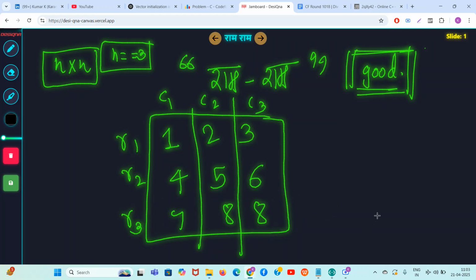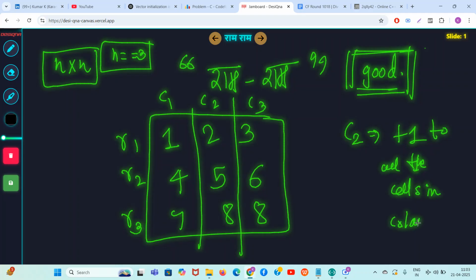You have to do an operation. But what is the meaning of the operation? Let's say you do an operation C2, it means what will happen? You will do +1 to all the cells in column 2. That is the meaning of an operation in the question, guys. If you do operation C2, this means add 1 to all the numbers in column 2.